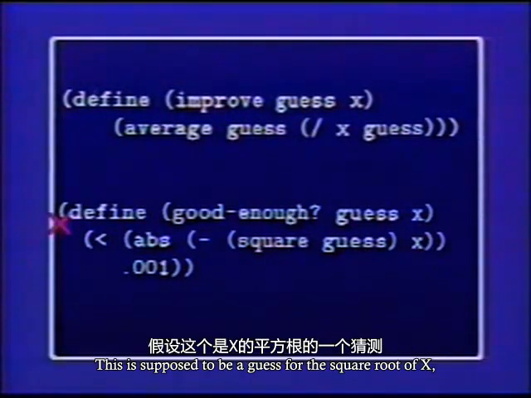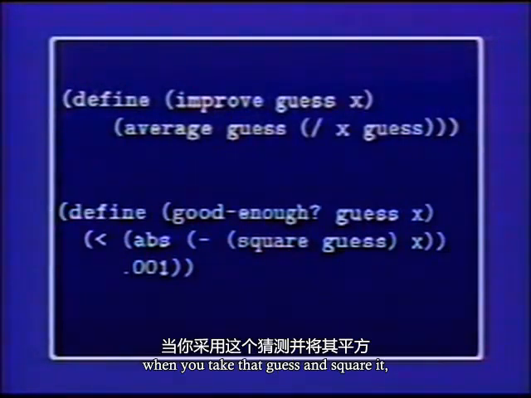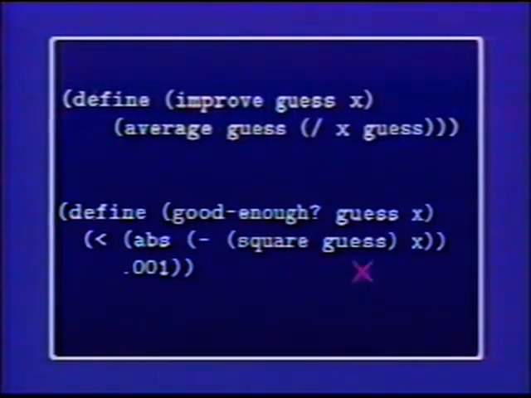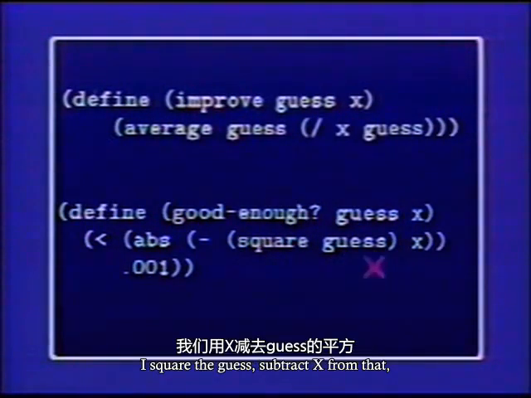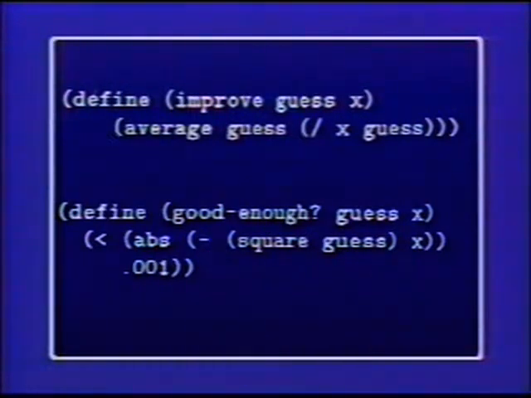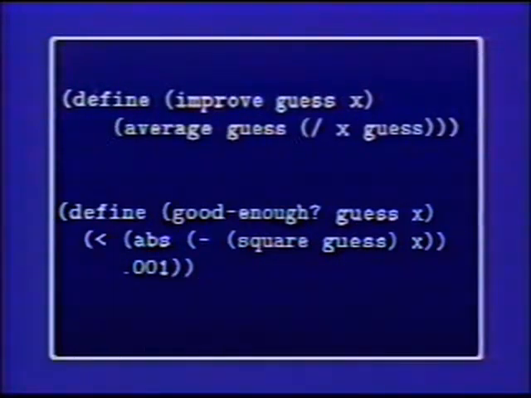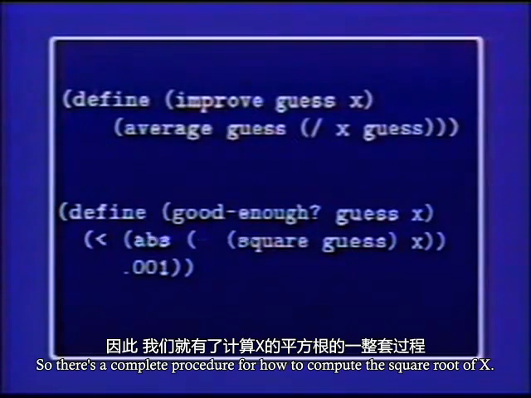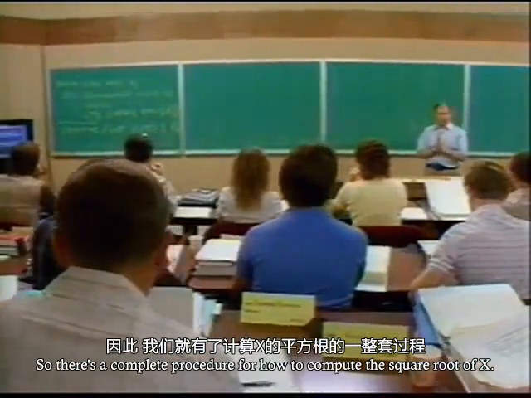This is supposed to be a guess for the square root of x. One possible thing you can do is say, when you take that guess and square it, do you get something very close to x? For example, I square the guess, subtract x from that, and see if the absolute value of that whole thing is less than some small number, which depends on my purposes. Okay, so there's a complete procedure for how to compute the square root of x.